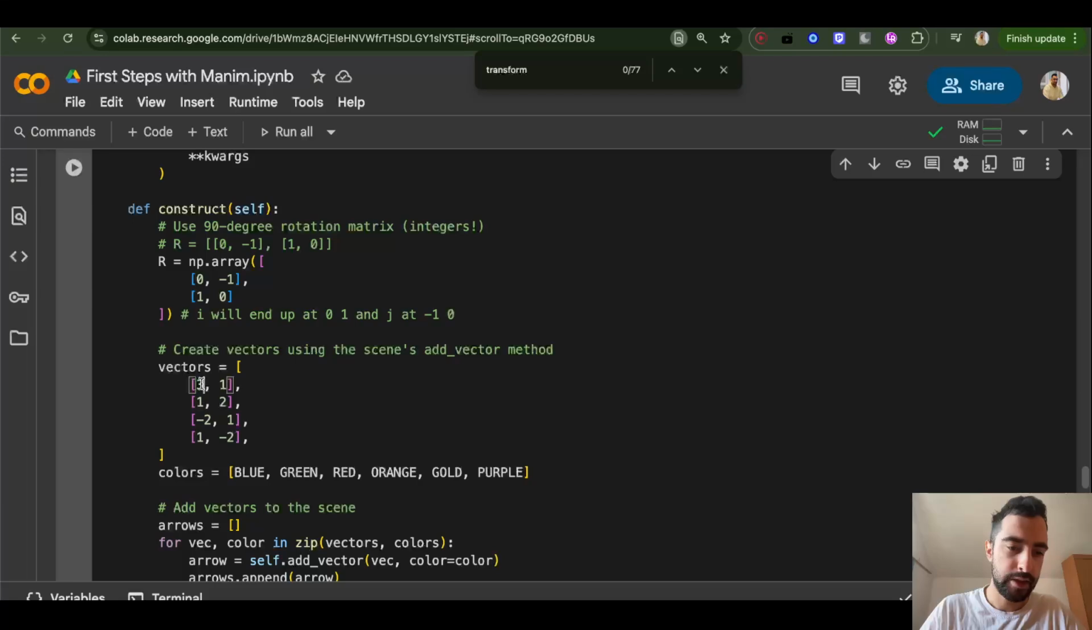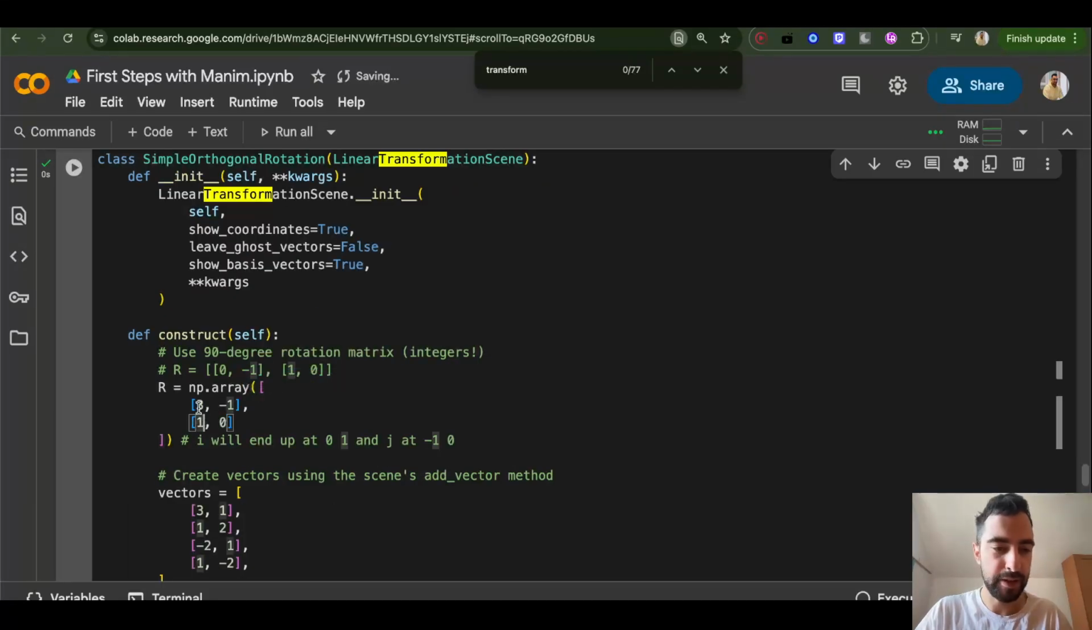So 3 times 0 plus 1 times 1, that's going to be our new x-coordinate of the vector. And 3 times minus 1 plus 0 times 1, that's going to be our y-coordinate of the new rotated vector. So the matrix is going to rotate the space, and the space will pull the vectors as well.